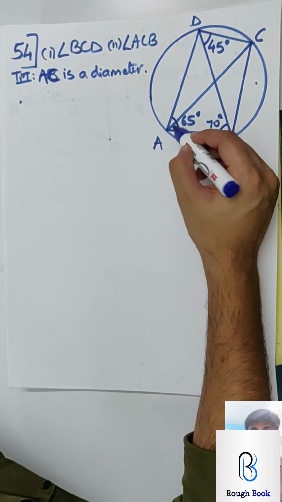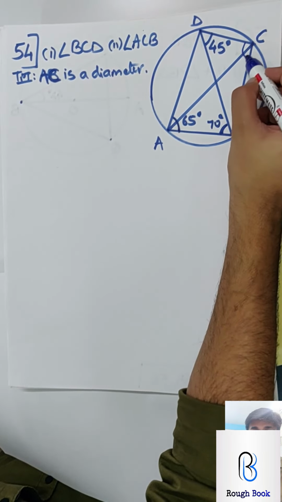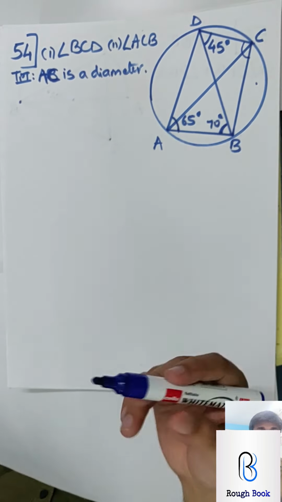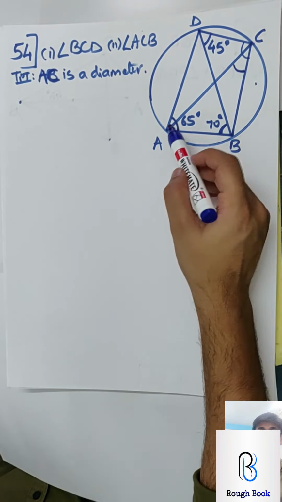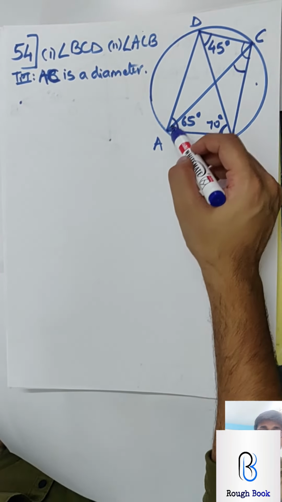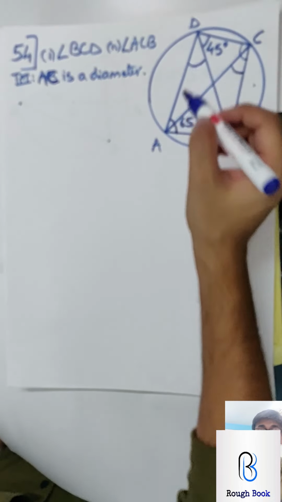45, the full angle is 65, 70. BCD is the first target here. So opposite angles of a cyclic quadrilateral, damn simple. ACB will be equal to ADB. So if you get this, you will get this. How can you get this one?